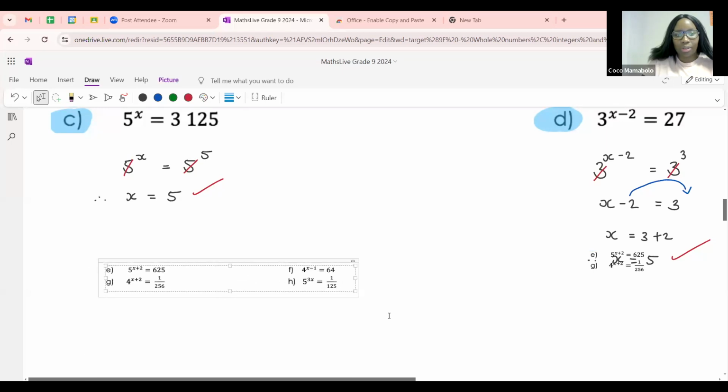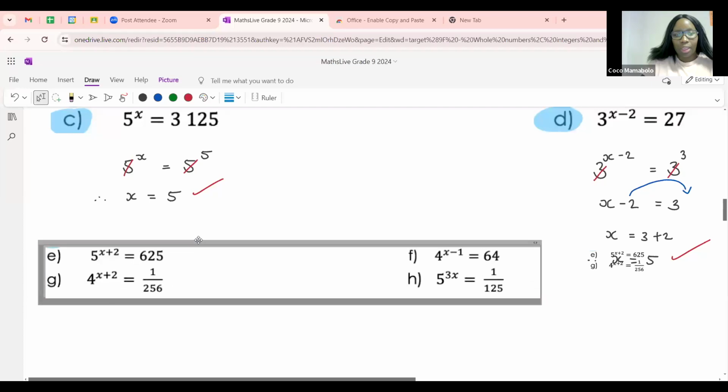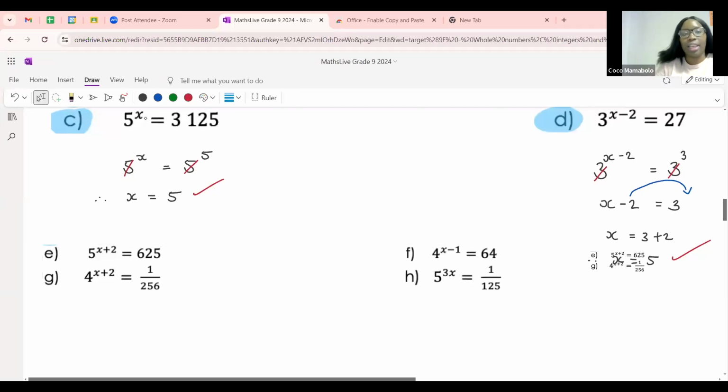Okay, so let's talk about E and F. I want you guys to go ahead and try E and F. They're going to use the exact same method that we've just looked at for the others. So everybody do E and F. I'm going to give everybody 3 minutes to do question E and question F. So go ahead and try those 2.